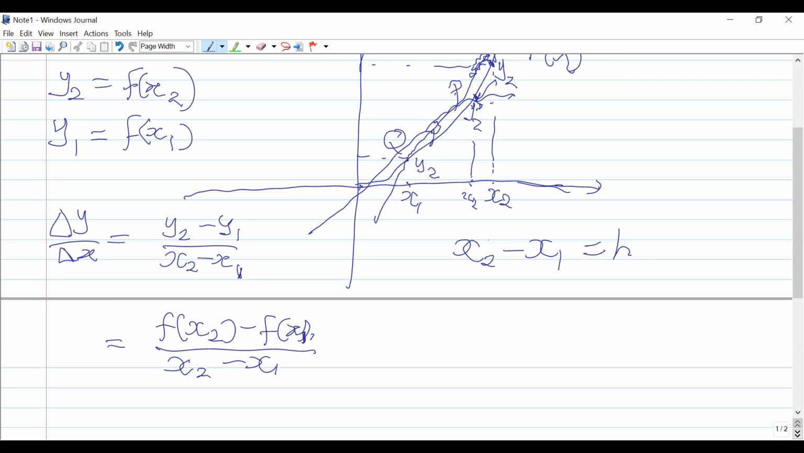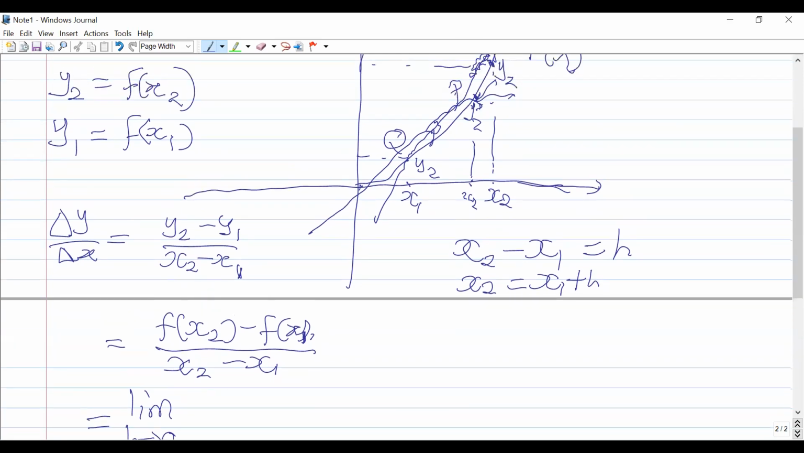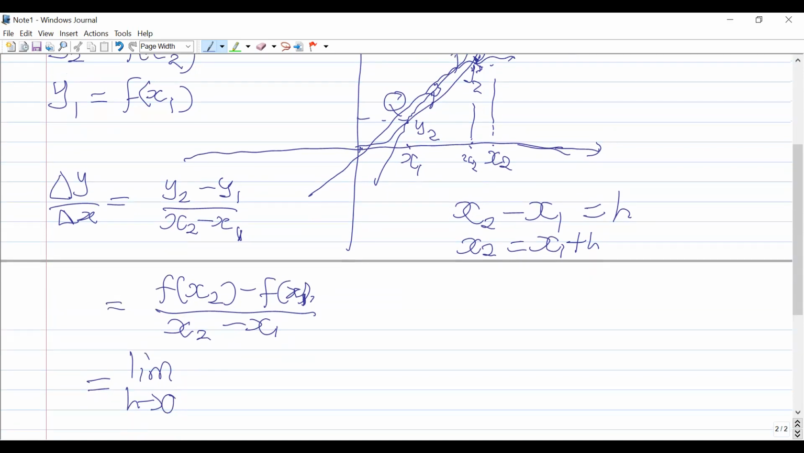So suppose we want to make x2 the subject of the formula. We're going to have x2, which is equal to x1 plus h. Then one will just come here and introduce the limit, when h approaches 0, because when P comes closer and closer to Q, then x2 minus x1 comes closer and closer to 0. It will approach 0, which is our h in this case.